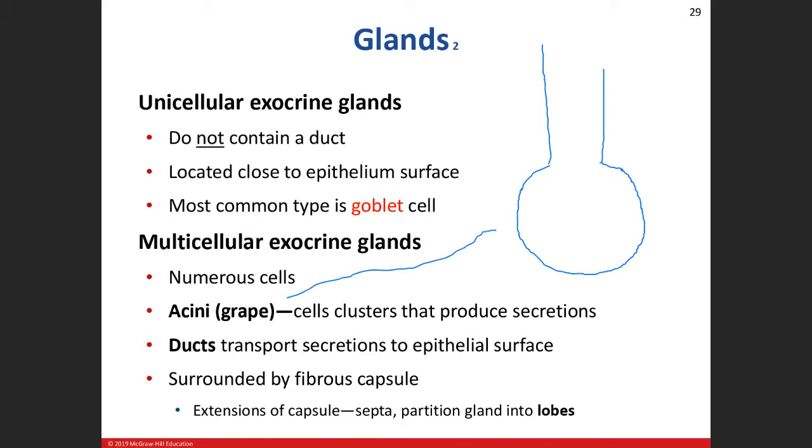So this is the acini, looks like a grape, okay, so that's going to make our secretions, all right, and then we have to transport the secretions to the epithelial surface, and we do that through the duct right here, okay? And so these types of glands will have a fibrous capsule on the outside.